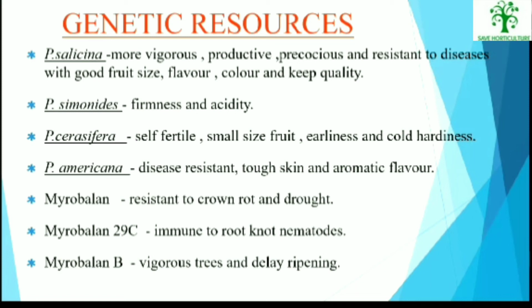Myrobalan are resistant to crown rot and drought. Myrobalan 29C is immune to root knot nematodes. Myrobalan B is a vigorous tree and they delay ripening.